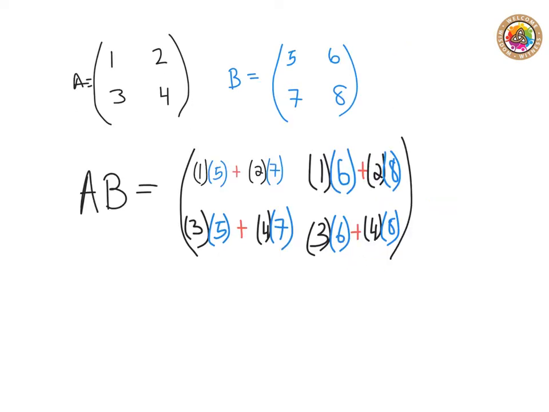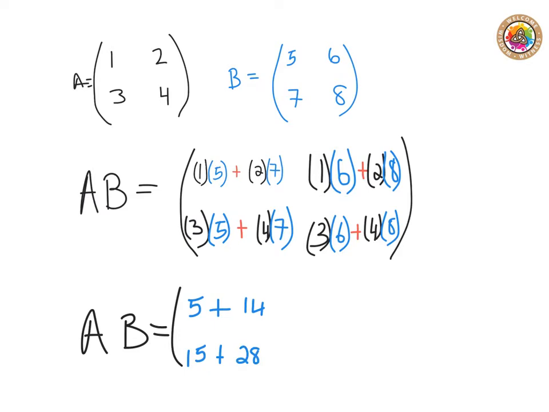Okay, so now we are just left to tidy it up. AB is equal to, well, 1 by 5 is 5, plus 2 by 7, that's 14. 3 by 5 is 15, plus 4 by 7, that's 28. Over here, 1 by 6 is 6, and 2 by 8 is 16. And here, 3 by 6 is 18, plus 4 by 8, that's 32. And we close off our matrix.